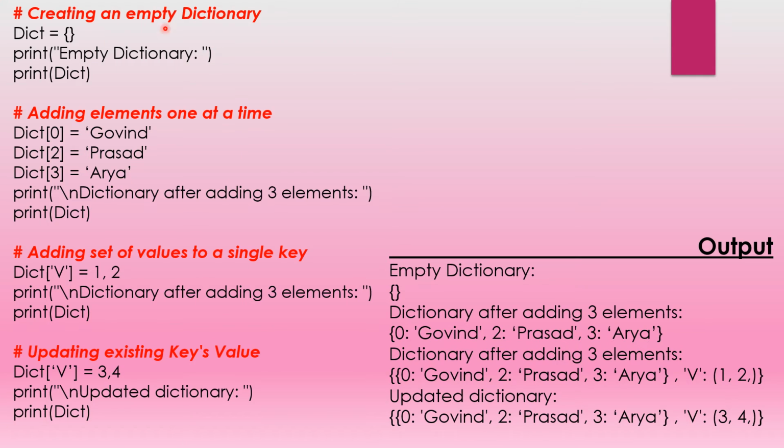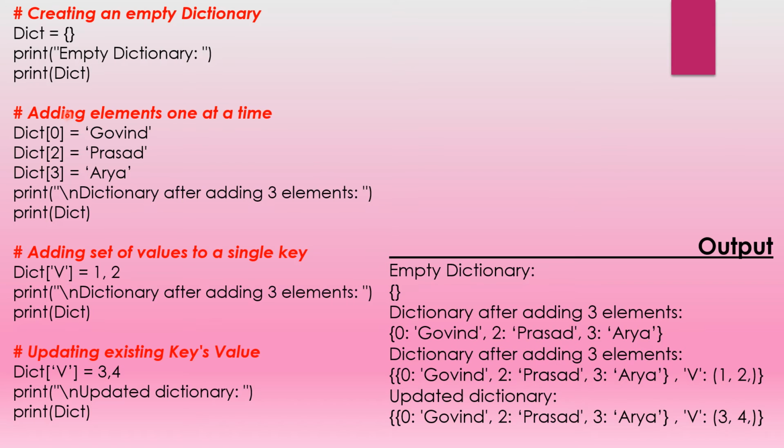How can we create an empty dictionary? So here is a program, dict. This is empty. Then print empty dictionary. Then print dict. So here you can see in output, first empty dictionary will be printed. Then the dictionary dict. Whatever is inside this will be printed in the output. So you can see here.